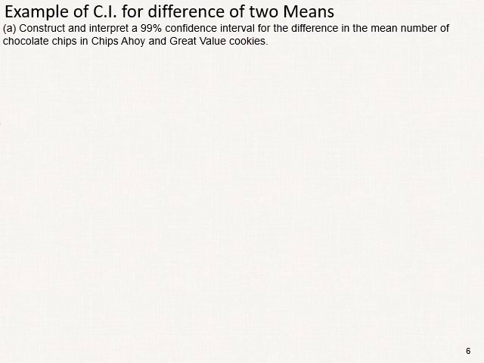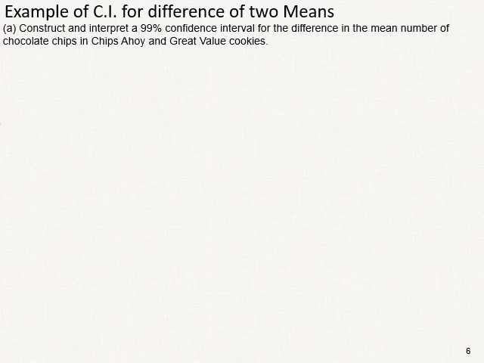All right, so part A is asking us to construct and interpret a 99% confidence interval. So that right there tells us that we're doing a 4-step process, right? So we want to do an interval of the difference in the means in the number of chocolate chips for Chips Ahoy and Great Value cookies. So the first thing we want to do is the state. And in this state, we want to estimate. We want to say what it is we're estimating.